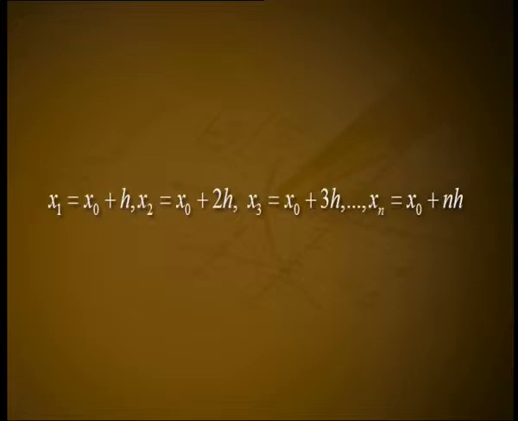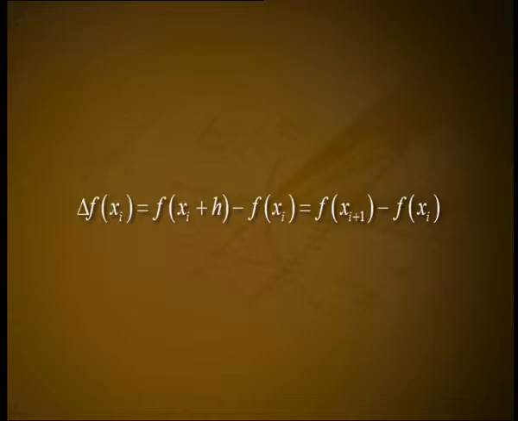x2 equal to x0 plus 2h, x3 equal to x0 plus 3h, etc., xn equal to x0 plus nh. The forward difference operator delta is defined on the function f of x as delta f of xi equal to f of xi plus h minus f of xi, that is equal to f of xi plus 1 minus f of xi, that is delta yi equal to yi plus 1 minus yi.